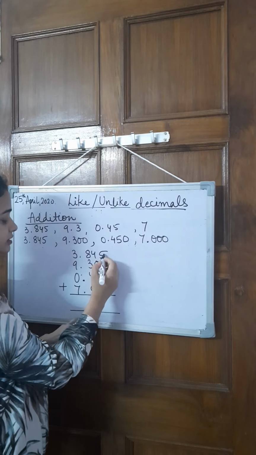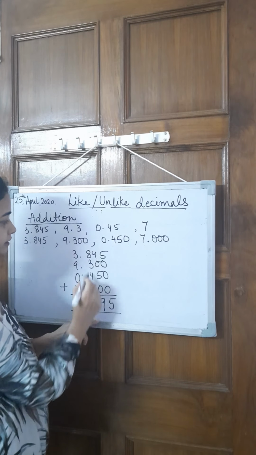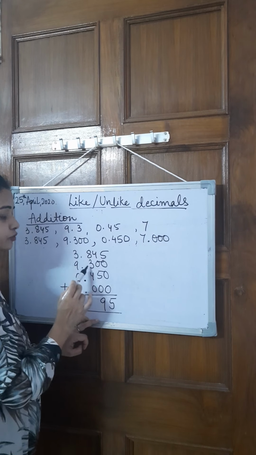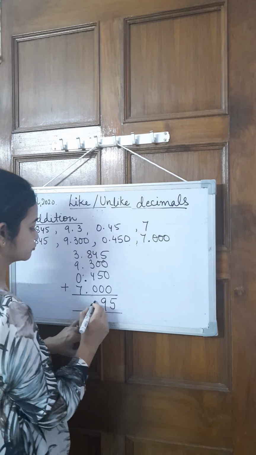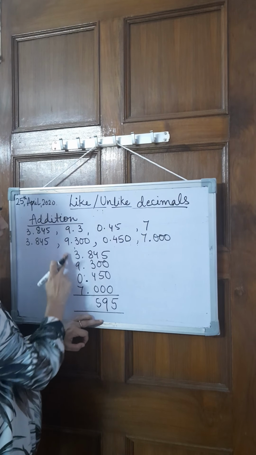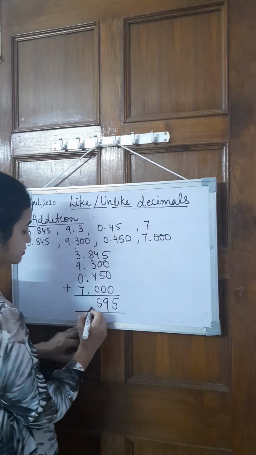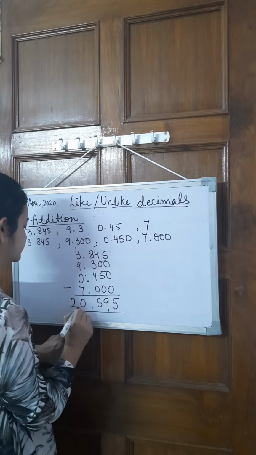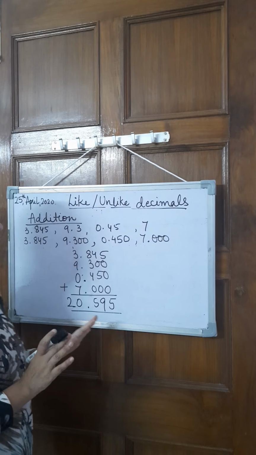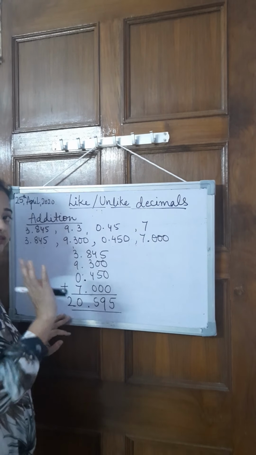Now add, this is 5, this is 9. Now add these two. This is 8. 8 plus 3 will be 11, and 11 plus 4 will be 15. Okay, so this will be 10. 10 and 3, 13, and 7. So it will be 20. So the answer will be 20.595.